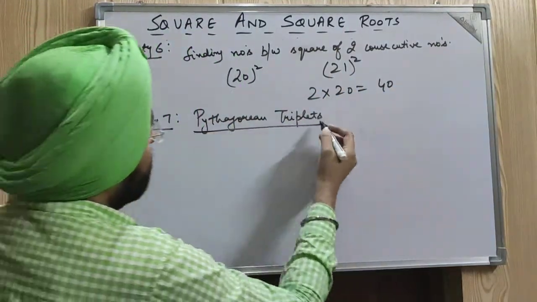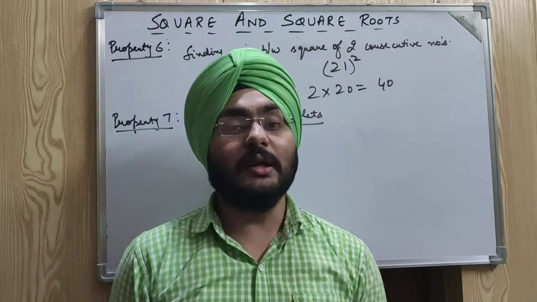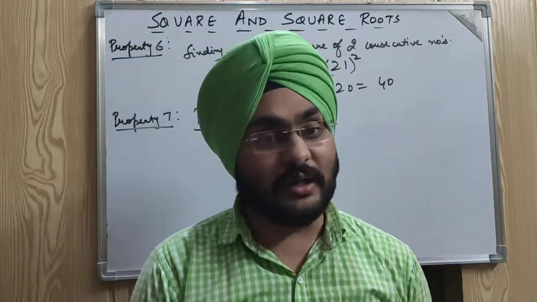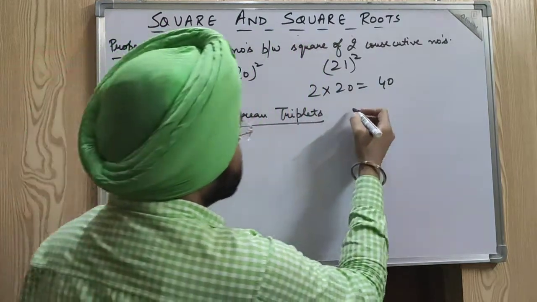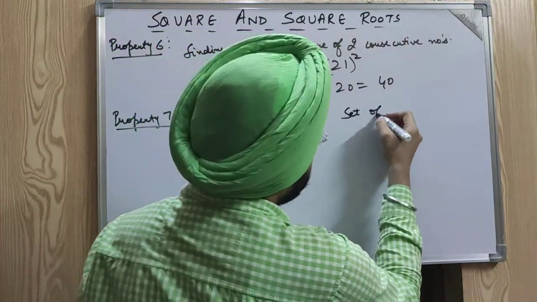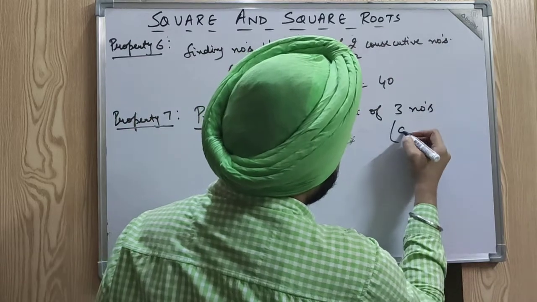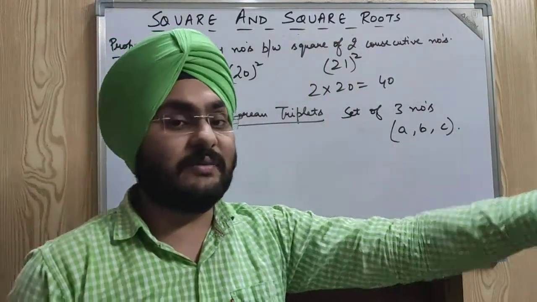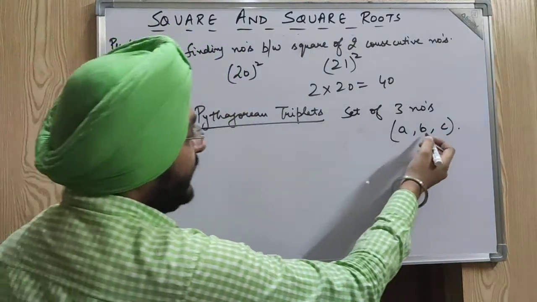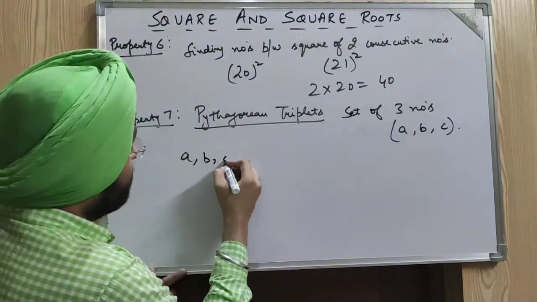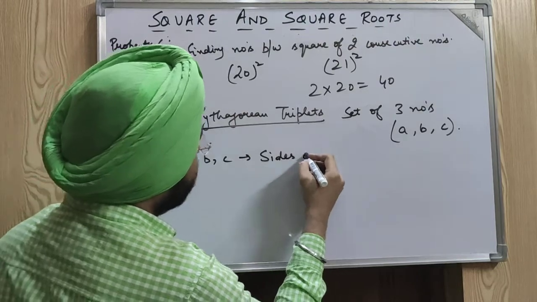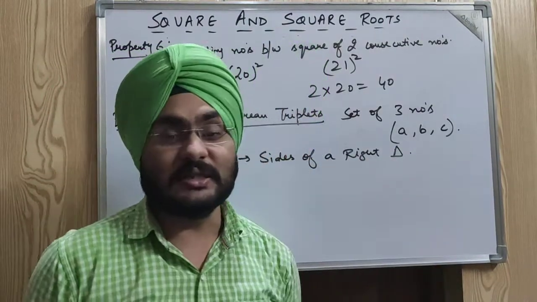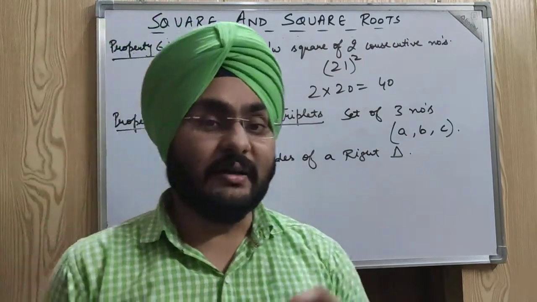Now coming to the most important topic, Pythagorean triplets. What do we mean by Pythagorean triplets? Basically, it is a set of 3 numbers, written as a, b and c. Here a, b, c will have some values. Basically, these a, b, c are the sides of a right triangle.